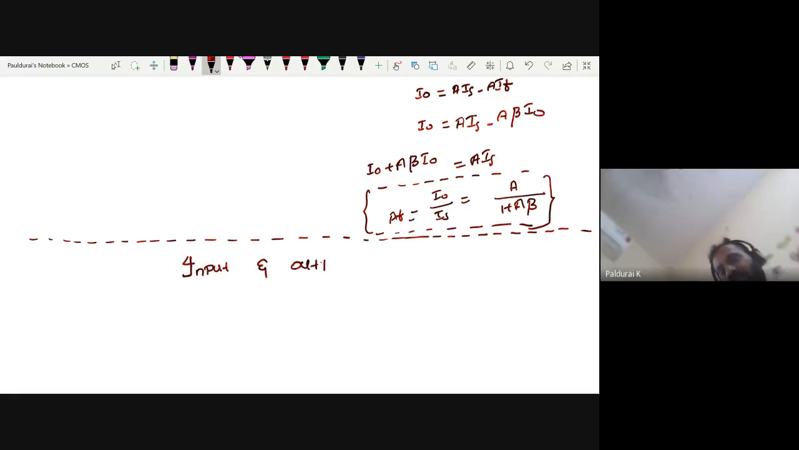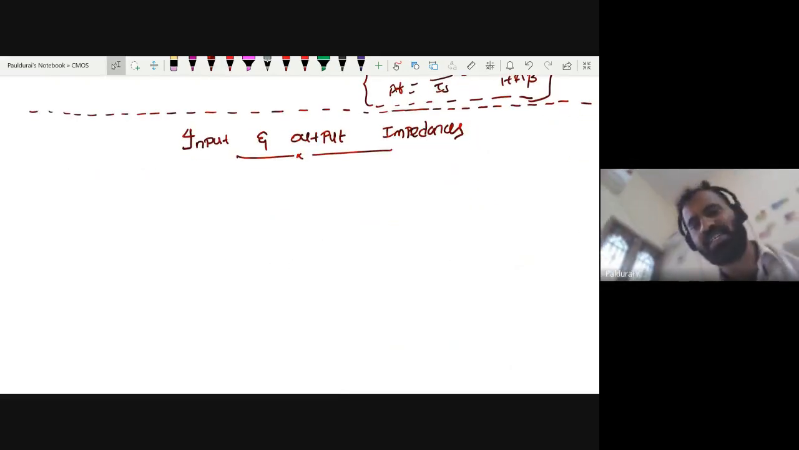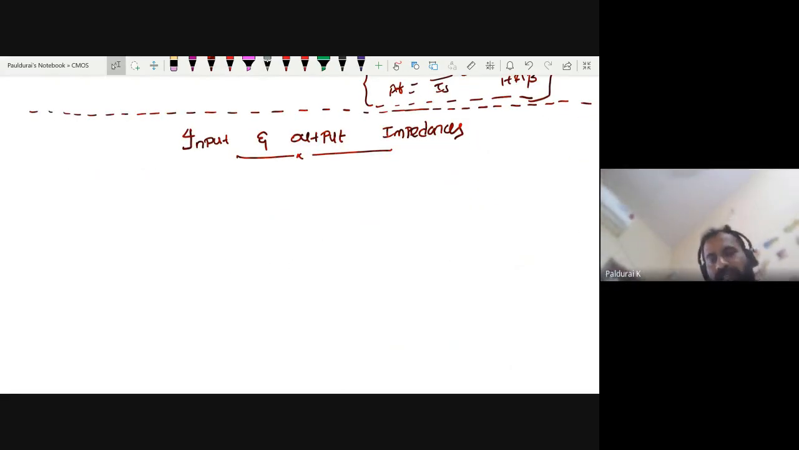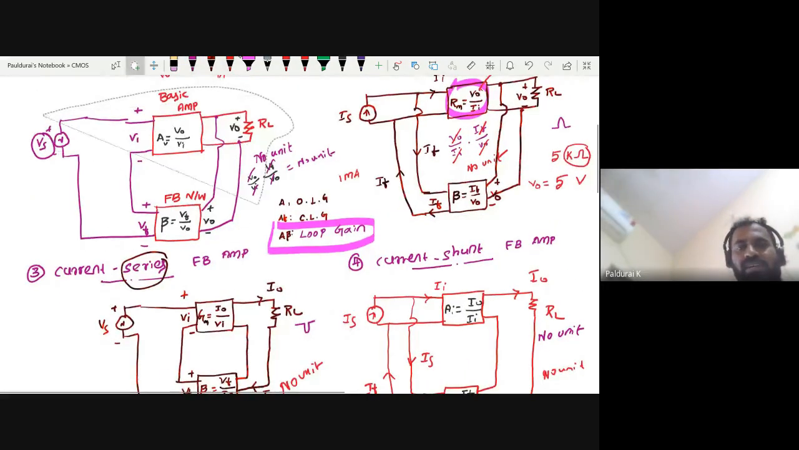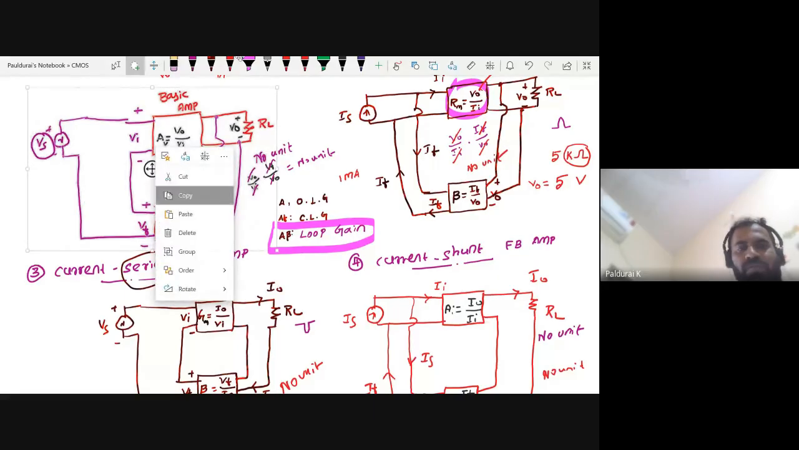Next, I have given the formula alone for input and output impedances. Today we will derive it for the same voltage series and current shunt. The remaining two you will please derive by yourself. So you know the story, right? Input and output impedances may either increase or decrease. Now coming to current series, this is the general diagram for the current series feedback amplifier.